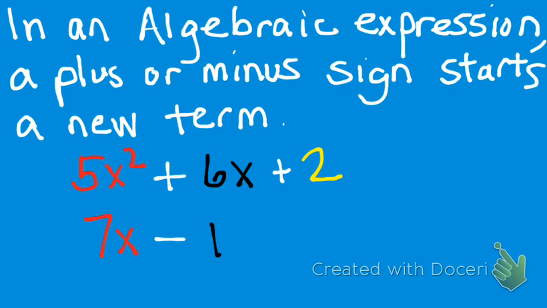In an algebraic expression, a plus or minus sign starts a new term. So in the expression 5x squared plus 6x plus 2, 5x squared is a term. The plus sign starts the second term, which is 6x, and the second plus sign starts the third term, which is 2. In the second algebraic expression, 7x would be the first term, the minus sign starts a new term, and 1 would be the second term.